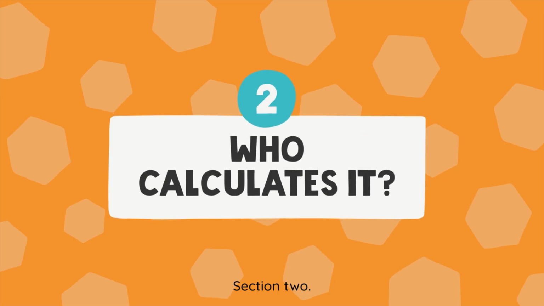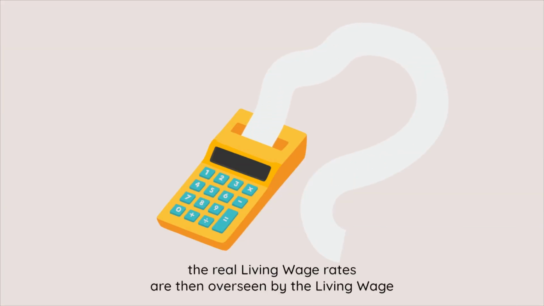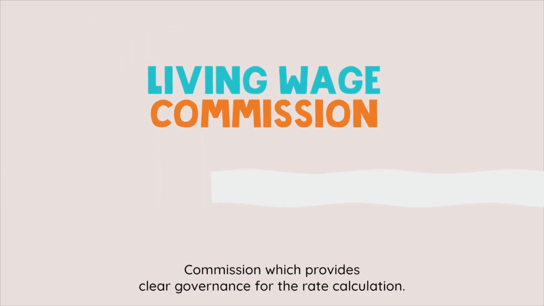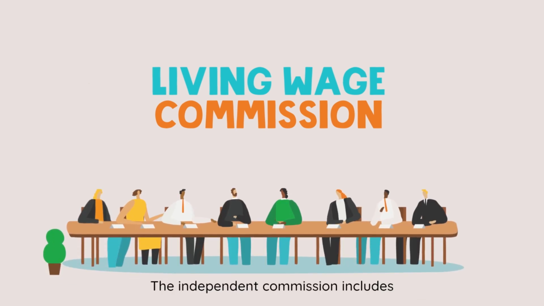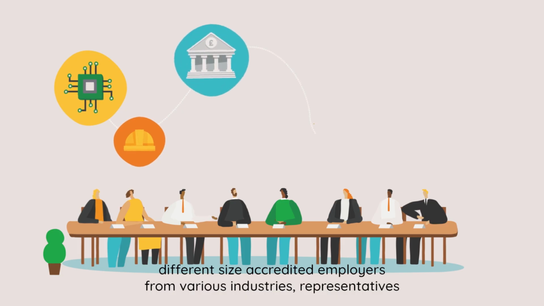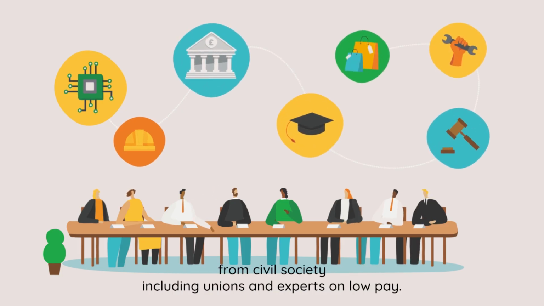Section 2. Who calculates it? After the calculation, the real living wage rates are then overseen by the Living Wage Commission, which provides clear governance for the rate calculation. The Independent Commission includes different size accredited employers from various industries, representatives from civil society, including unions, and experts on low pay.